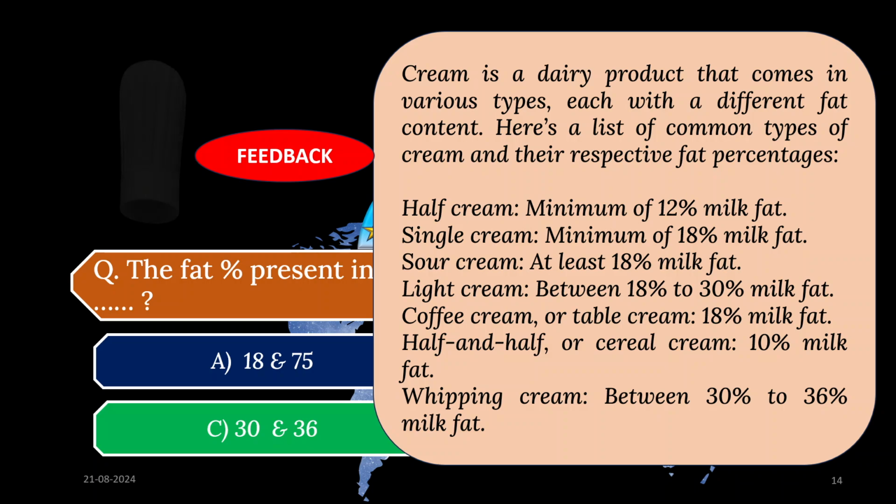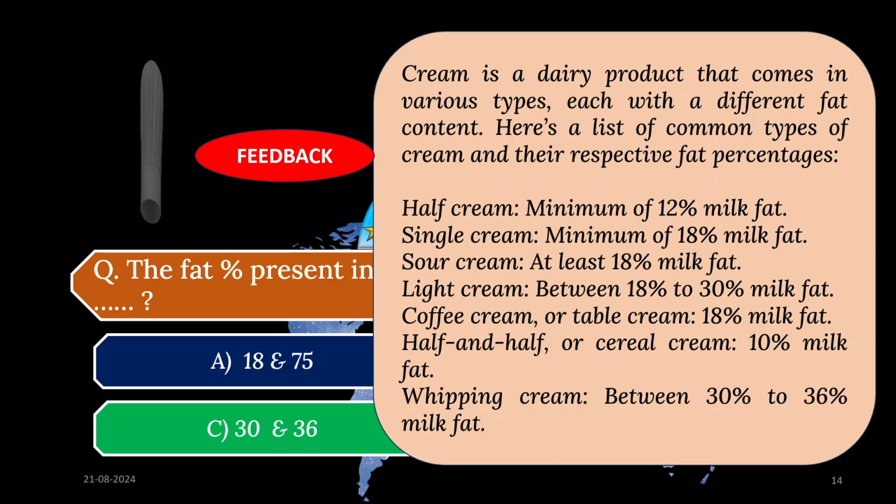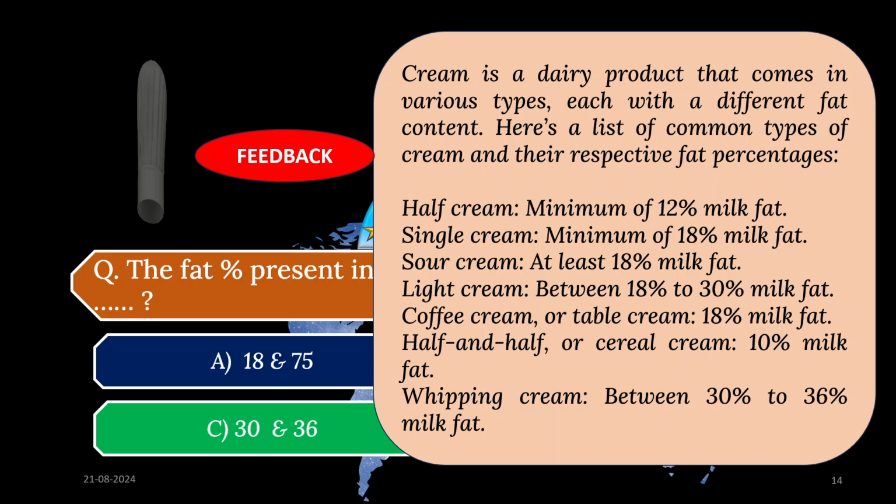There are different types, as I have mentioned in the beginning. Half cream, which maintains 12% of milk fat. Single cream, minimum 18% of milk fat. Sour cream, at least 18% milk fat. Light cream, between 18% to 30% milk fat. Coffee cream or table cream, 18% milk fat. Half and half cream or cereal cream, 10% milk fat. And finally, whipping cream, between 30% to 36% milk fat.